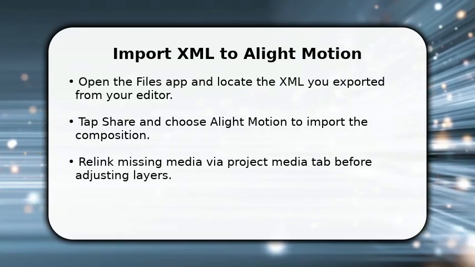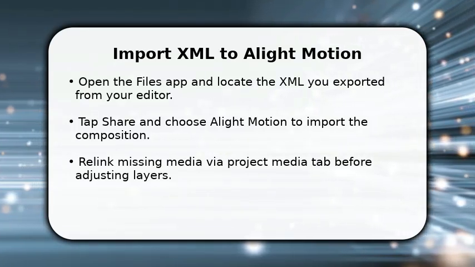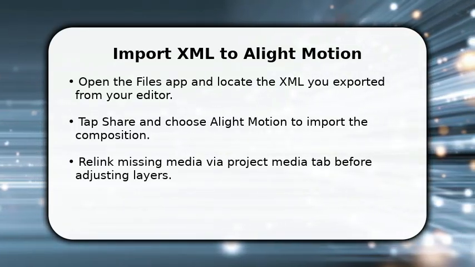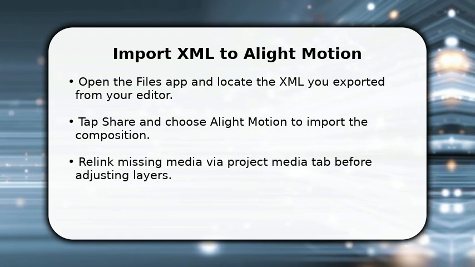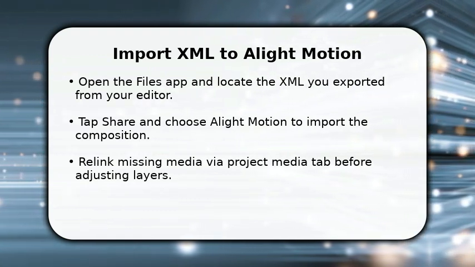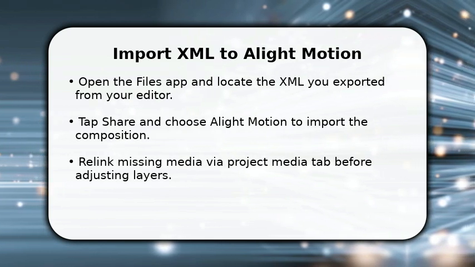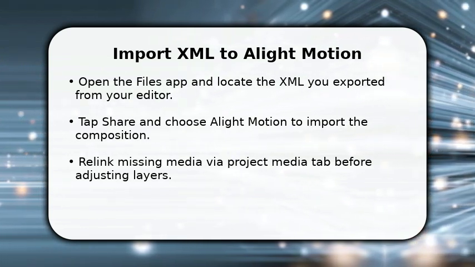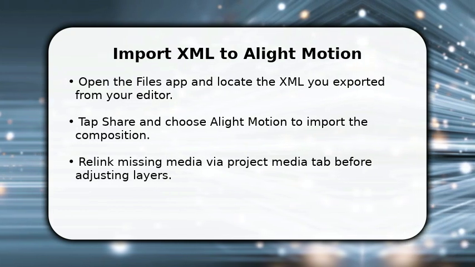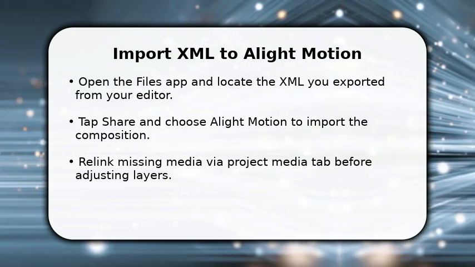In this video, I will show how to use XML files in Alight Motion on iPhone. Open the Files app, locate the XML file, tap Share, and choose Alight Motion to import the composition immediately. Once imported, check layer names and assets, then relink missing media via the Project Media tab.